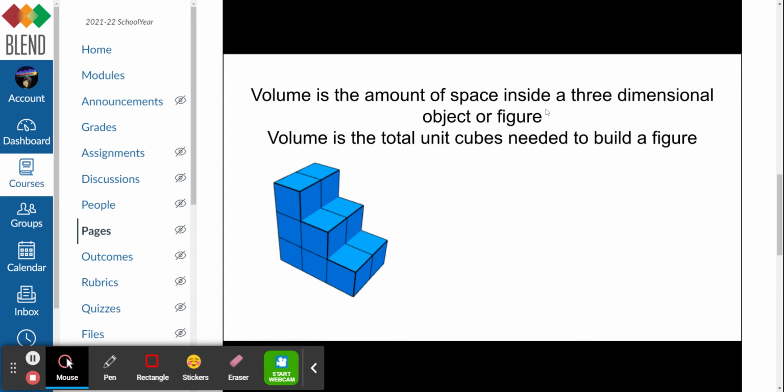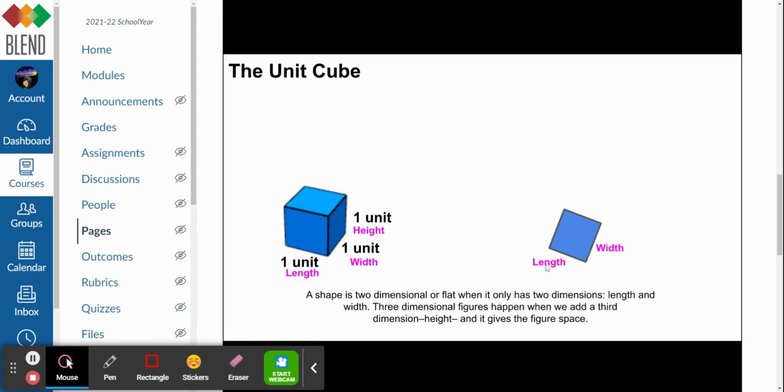All right, so volume is the amount of space inside a 3-dimensional object or figure. Volume is the total unit cubes needed to build a figure. So if this was just like a shape, we could fill this with 12 unit cubes worth of material or liquid or something. Be a strange container, but that's fine. So the total cubes is 12, so it's 12 cubic units.